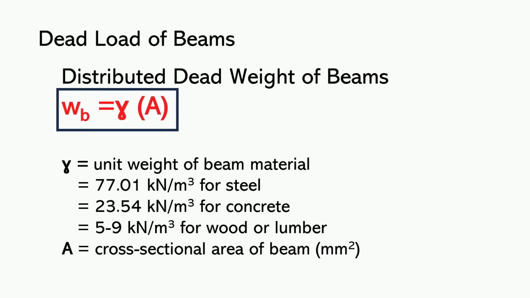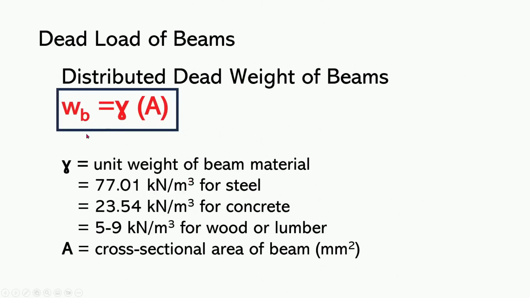First, we have the dead load of beams. Now first, we have the distributed dead weight of beams, which is equal to gamma times A. Now, itong gamma is the unit weight of the beam material. For steel, it's 77.01. Now, these values are constant, and then for concrete, it's 23.54, or usually nearly rounded up to 24, and then for wood or lumber, for timber design, it's 5 to 9 kN per m cubed.